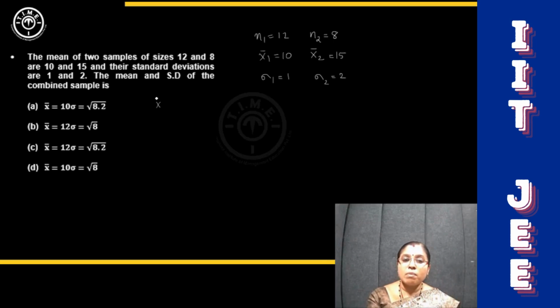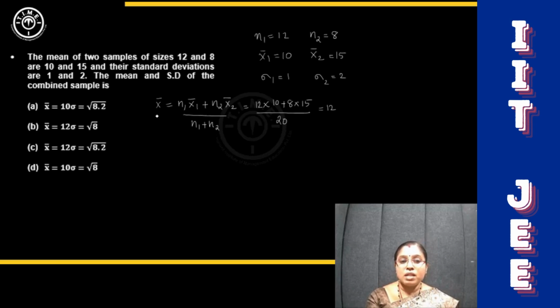The combined mean is given by x bar is equal to n1 x1 bar plus n2 x2 bar divided by n1 plus n2, that is 12 into 10 plus 8 into 15 divided by 12 plus 8, that is 20. So we have 120 plus 120, that is 240 divided by 20 will give you 12. So your combined mean is 12. So obviously our answer has to be either option B or option C.